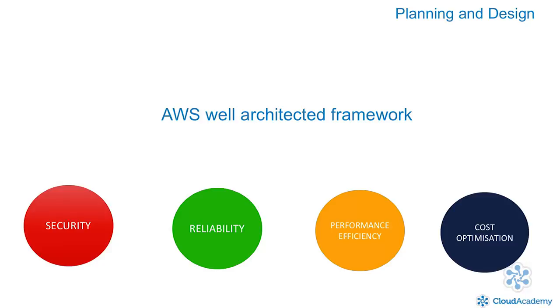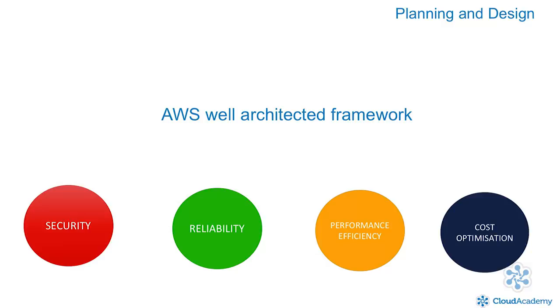We saw how the 4 pillars of the AWS well-architected framework can be a guide for designing with best practices. In security, we design to protect information, systems and assets while delivering business value through risk assessments and mitigation strategies. In reliability, we aim to deliver systems that can recover from infrastructure or service failures and that can dynamically acquire computing resources to meet demand. In performance efficiency, AWS enables us to use computing resources efficiently to meet system requirements and to maintain that efficiency as demand changes and evolves.